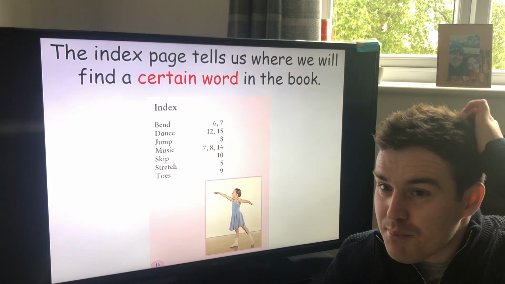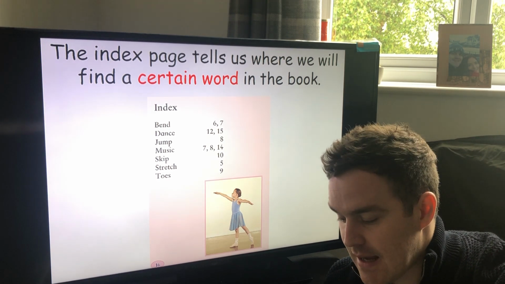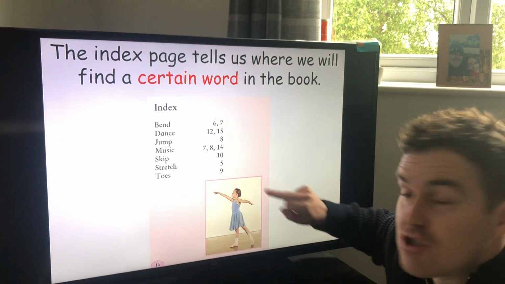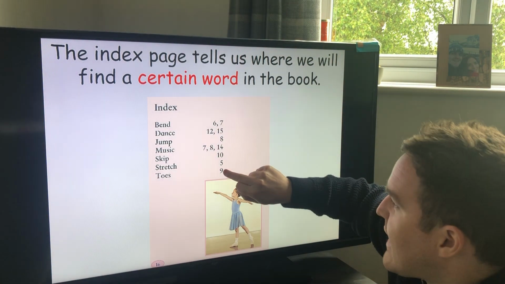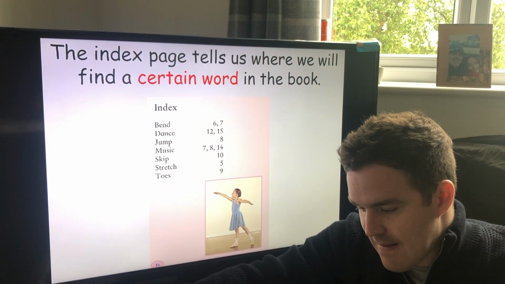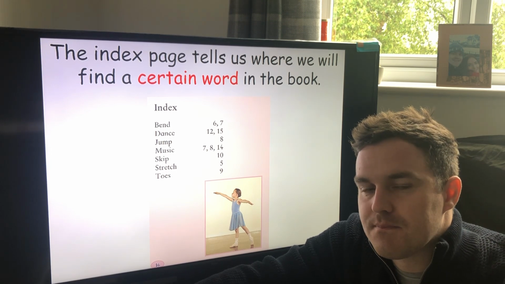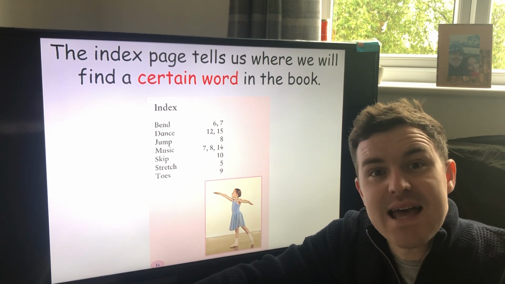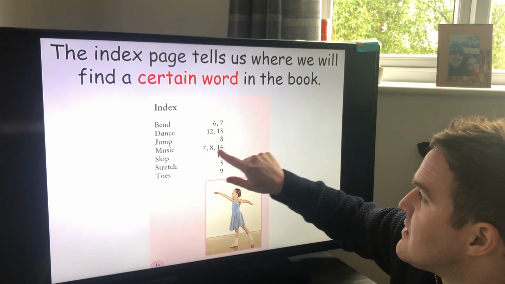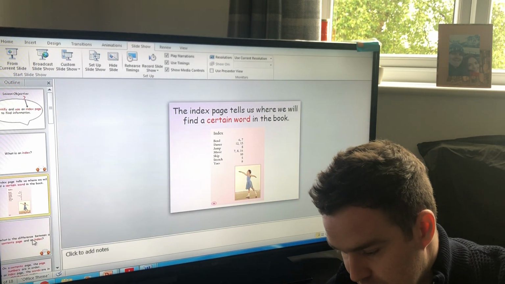What would I read about on page 9? So you look for the number 9, you go to your contents page, your index, you're looking for the number 9. 9 is toes. Well, what would I find out about on page 7? There might be more than one thing. Page 7 tells me about bend, how to bend, and page 7 tells me about music. Okay, now let's look at a different one.